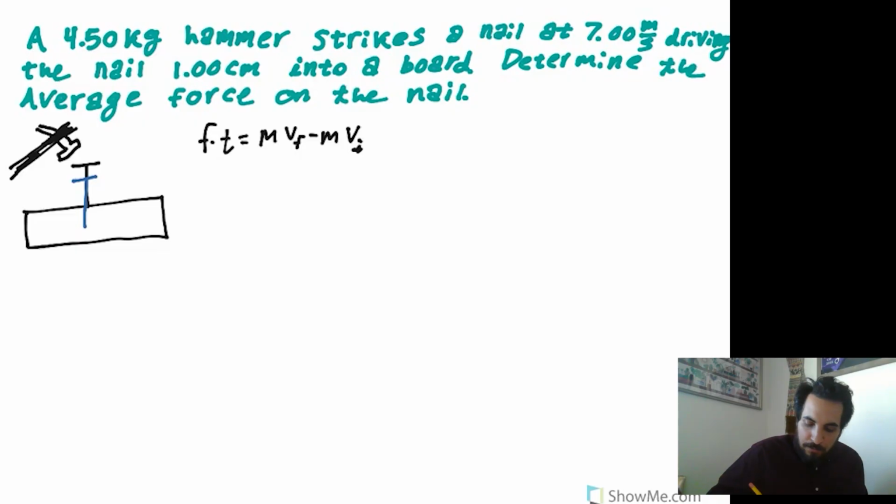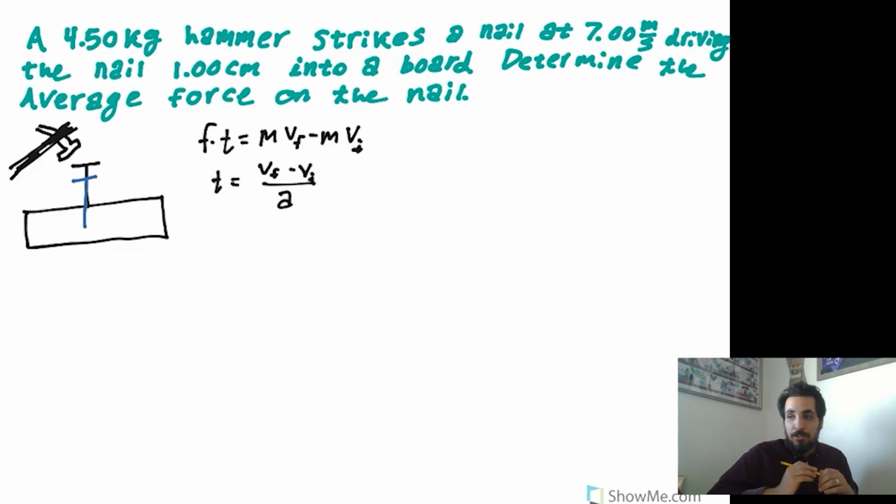So we ask, well, how long is the hammer interacting with the nail? Well, the time is v final minus v initial over the acceleration. This is one of our kinematic equations that we've seen earlier. This could tell us how long that it's been impacting the nail for. But again, we raise the question, well, we don't have the acceleration. How are we going to find the acceleration?